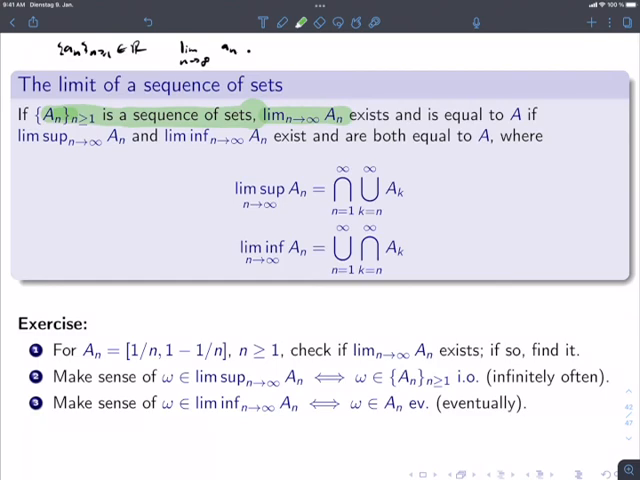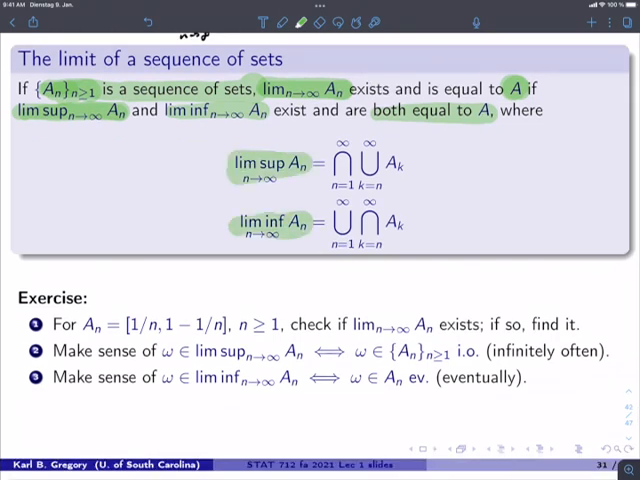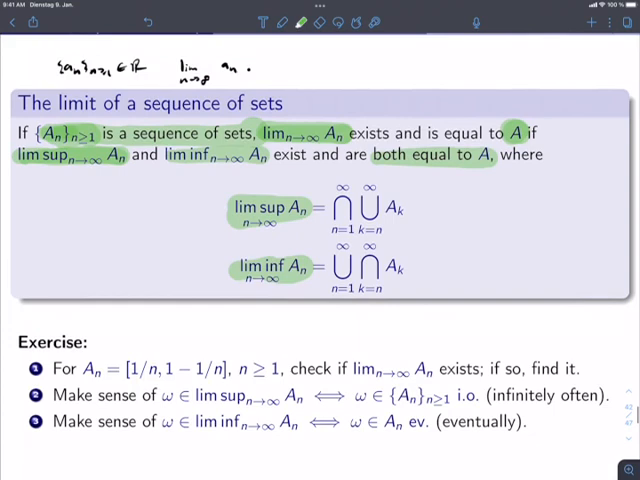So let's say we've got a sequence of sets. We're going to say the limit exists and is equal to A, so we'll represent the limit with A, if something called the lim sup and the lim inf of the sequence both exist and are both equal to the same thing. And how we define lim sup and lim inf for sets is in this way, which looks a little bit scary. Lim sup, we have intersection of unions, and lim inf, we have union of intersections.